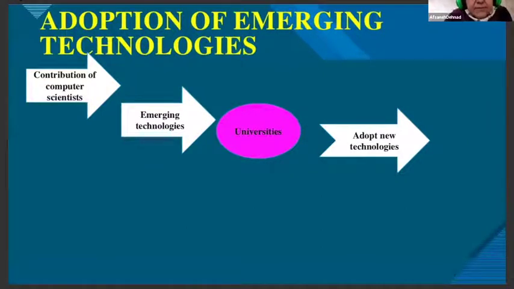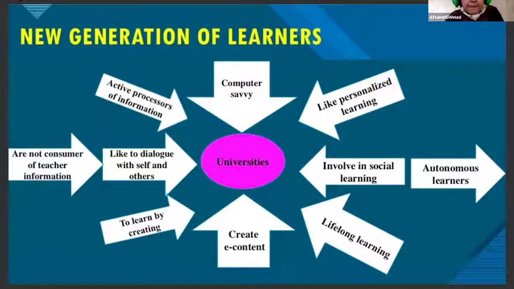In addition, we have contribution of computer scientists with emerging technologies. So universities should adopt new technologies. We have also new generation of learners. Learners are not consumers of teacher information anymore. They are active processors of information. They like to dialogue with self and others. They like to learn by creating. Our learners are computer savvy. They create e-content much better than their teachers. They like personalized learning, and they like to be involved in social learning. They're also interested in lifelong learning. So universities should train individuals to become autonomous learners.